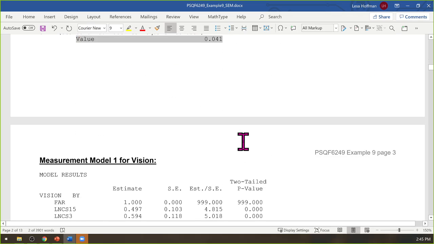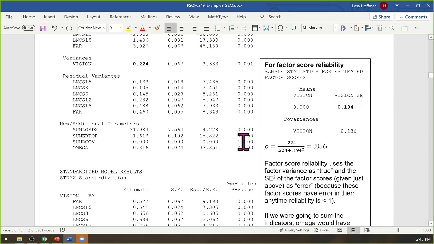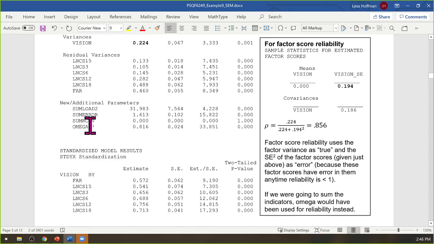Here's the results. So I have a few extra things in here. I computed an omega. So 0.181 would be the reliability coefficient that I would use if I were to create a sum score of these things, which of course I would never do. But that would be what I would give reviewers instead of alpha, because omega is consistent with the model.